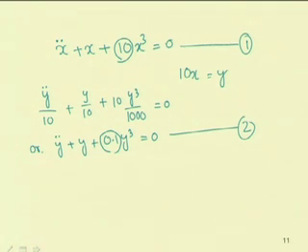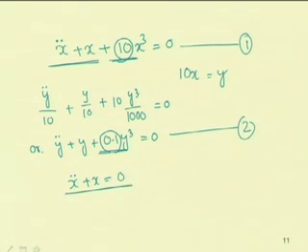In the analysis of both systems, in one case the coefficient is 10 and in the other the coefficient is 0.1. The coefficient 10 is very large compared to the coefficient of x. If I take the linear part only, it is x double dot plus x equal to 0. Here omega n square equals 1, so omega n equals 1.